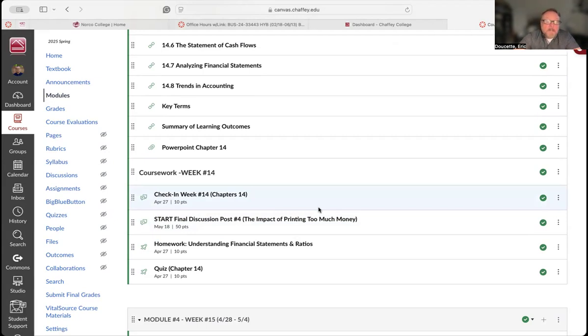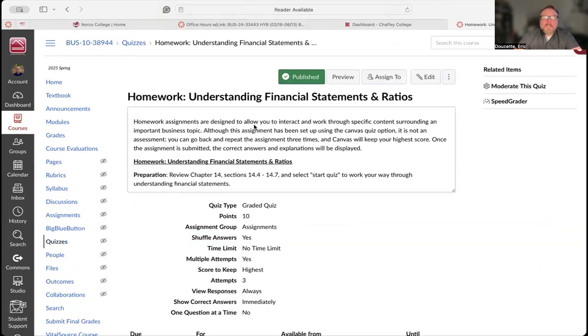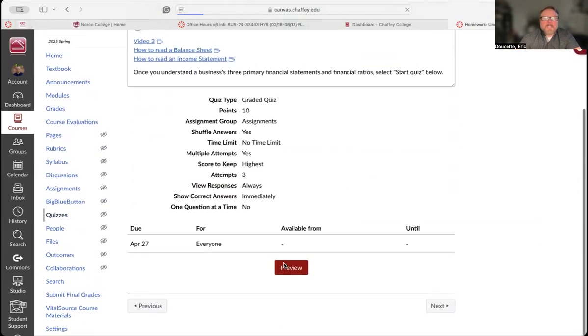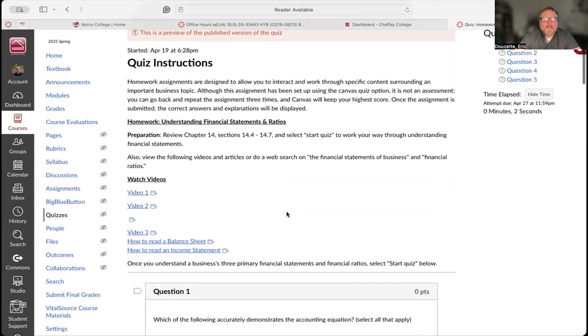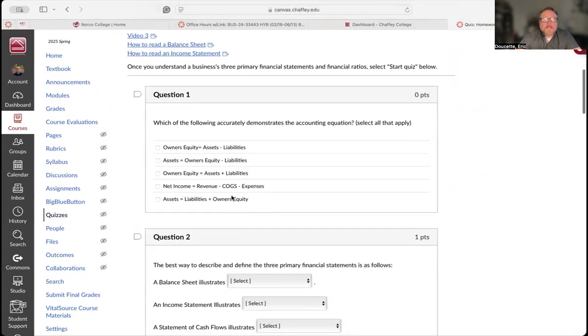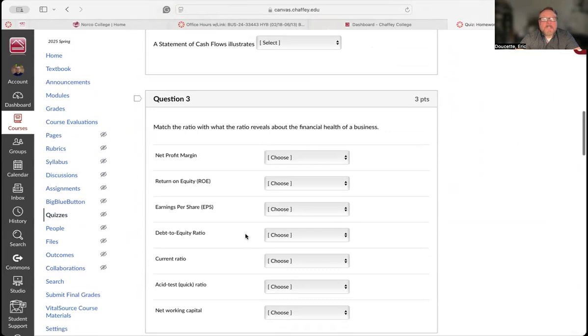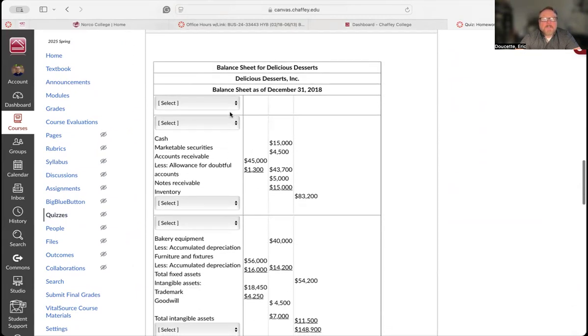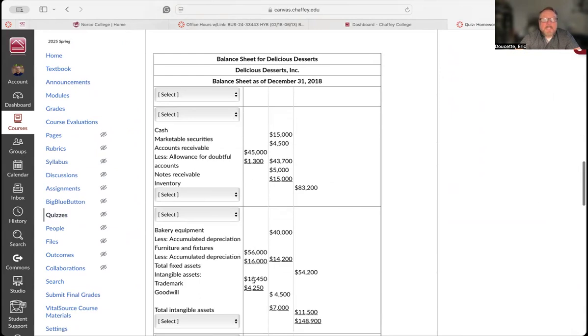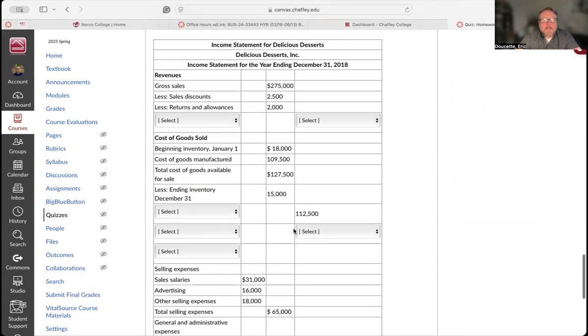Also, you're going to be doing a homework assignment on understanding financial statements. This is a very, what's the word, robust assignment. It's actually kind of like a quiz. So you're going to be going through and answering a bunch of questions about financial statements. The first thing you're going to be doing is watching some videos, and then you're going to be answering questions on what is the accounting equation, what does a balance sheet, income statement, and cash flows. And then you're going to be talking about what do each of the different financial ratios tell you, and you're going to have an option to select. And then you're also going to be filling in what area of the balance sheet, what area of the income statement, what those areas are.